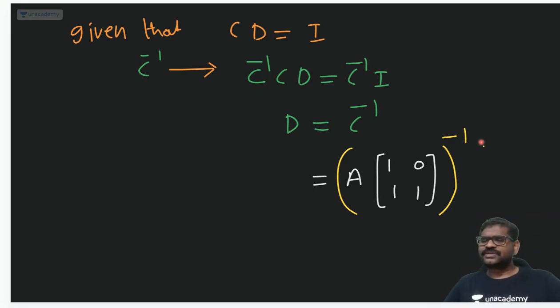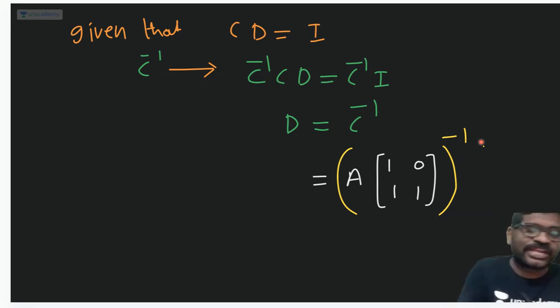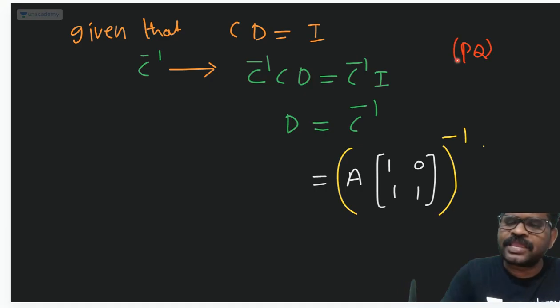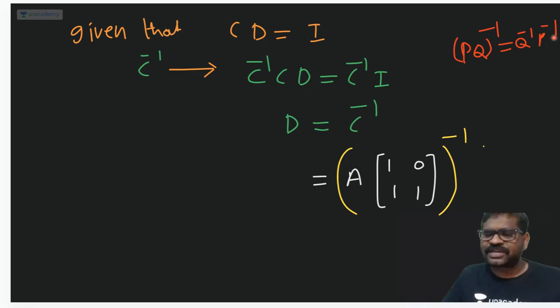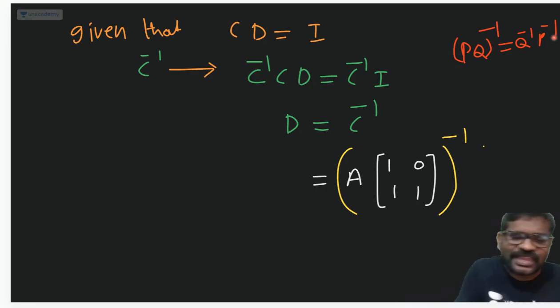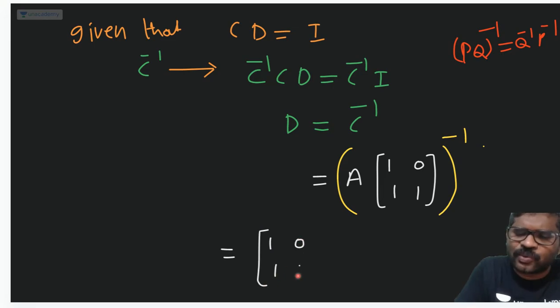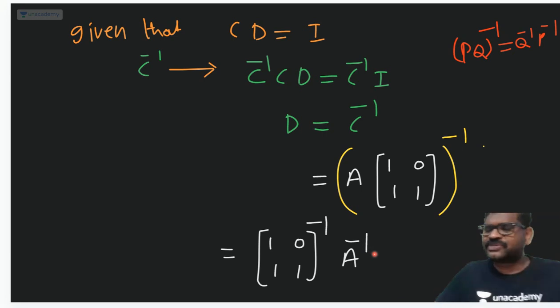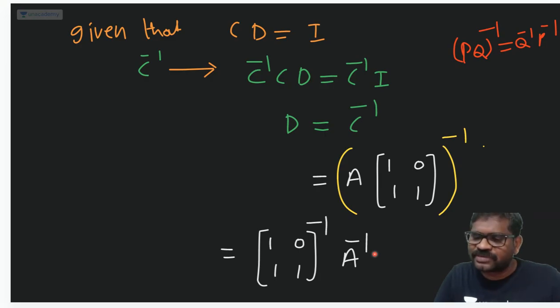Understood? Now, in matrix theory, we have one point. In matrix theory, PQ whole inverse is Q inverse into P inverse, na? That's why this can be written as 1011 whole inverse multiplied with A inverse. 1011 whole inverse into A inverse.